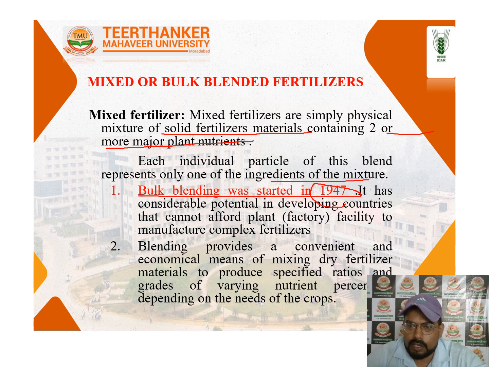It has country potential, and the development of the countries cannot be afforded by the factories. So farmers should do the manufacturing of complex fertilizers. So blending fertilizer is an economical means, that is, the mixing of dry fertilizer materials produces a specific ratio and grade, varying the nutrient percent depending on the crops.